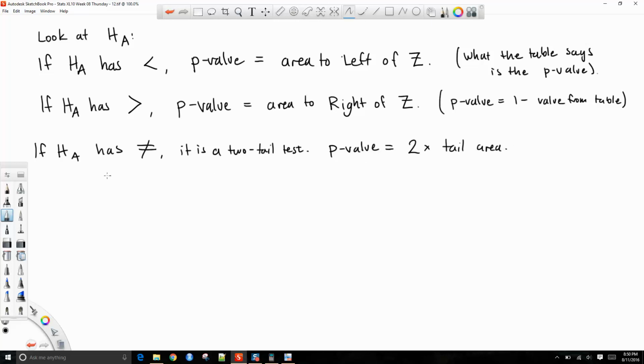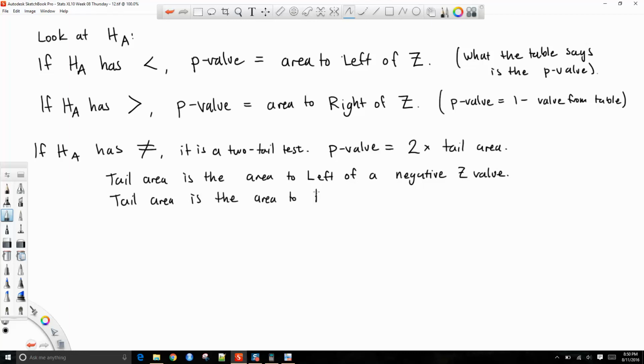All right, so what is the tail area? The tail area is the area to the left of a negative z value, and the tail area is the area to the right of a positive z value. Okay, so if your alternative has a not equal sign, you're going to have to figure out your tail area. It's area to the left if z is negative, area to the right if z is positive, and then you're going to multiply that by 2. Okay, and that's how you get your p-value this way.